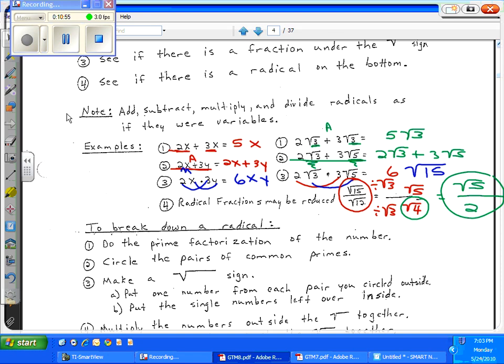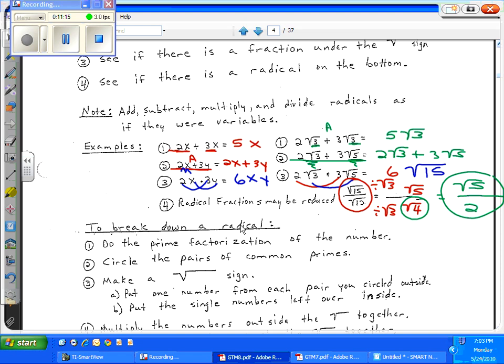Any questions on examples 1 through 4, the basics of adding, subtracting, multiplying, and dividing radicals? So when we say, will anything reduce, we're thinking about those things. That was question 1, will anything reduce? Question 2, will a radical break down?